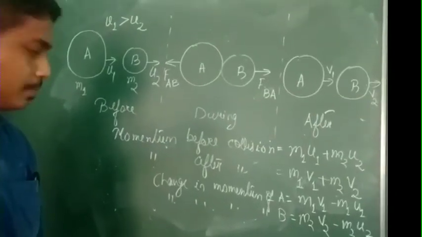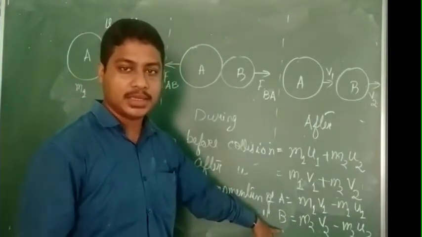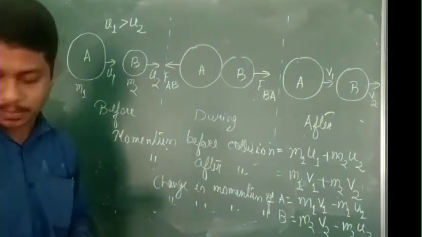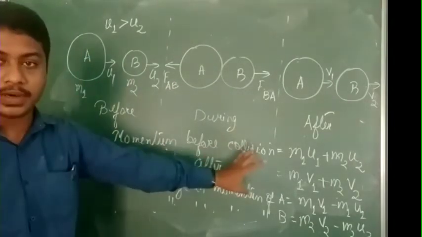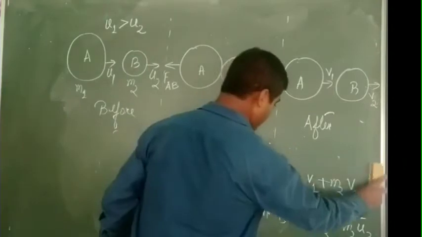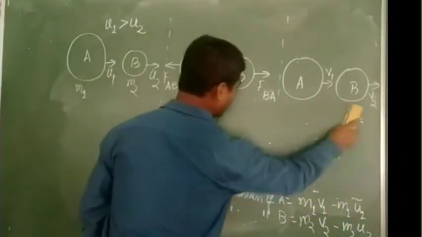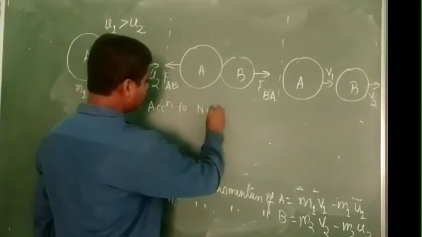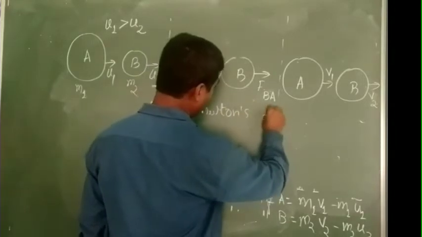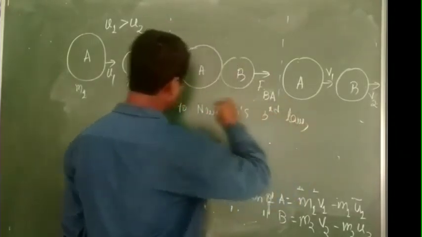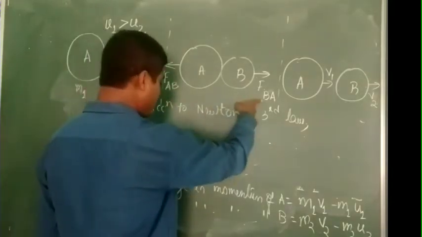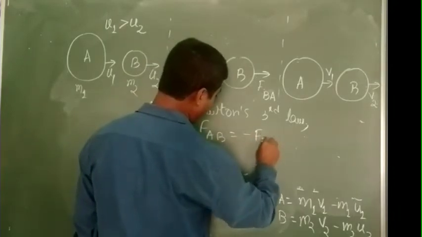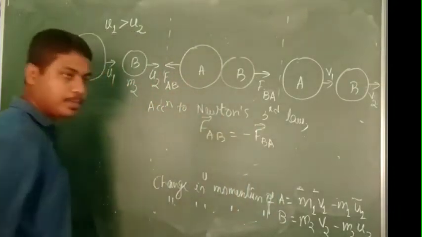So you can see there, this is for A and this is for B. This is the change in momentum. Now suppose I consider Newton's third law. According to Newton's third law, suppose this is action and this is reaction, I can write FAB is equal to minus FBA, action and reaction force.